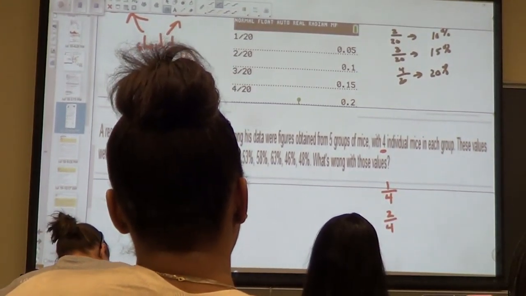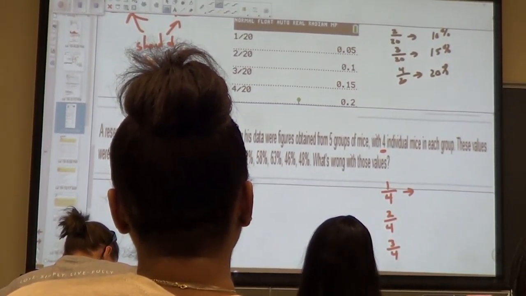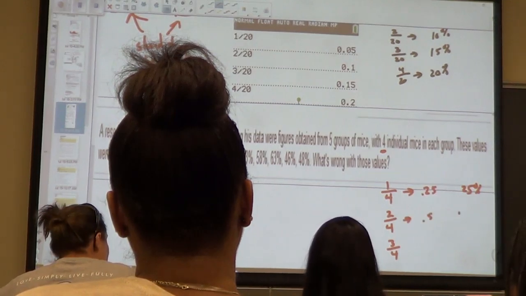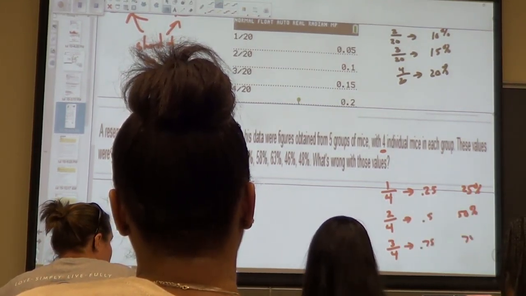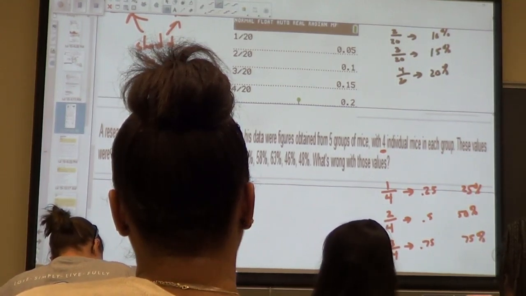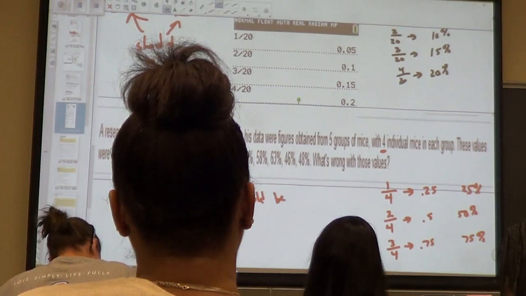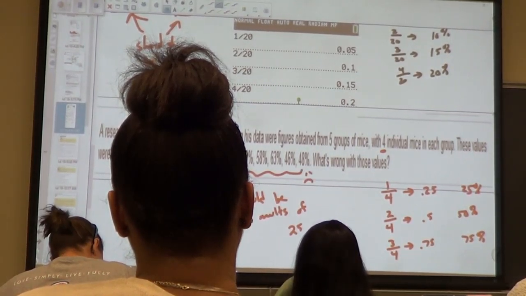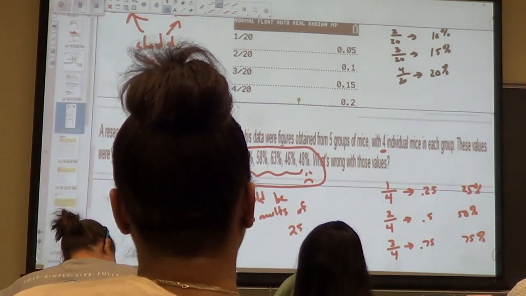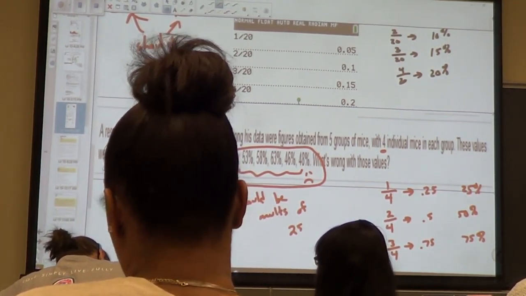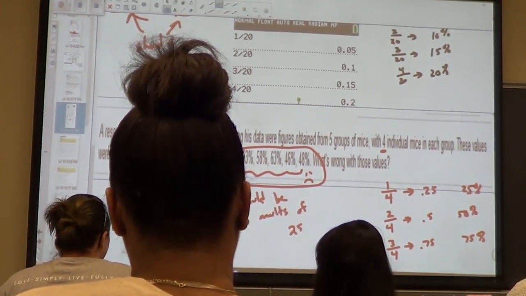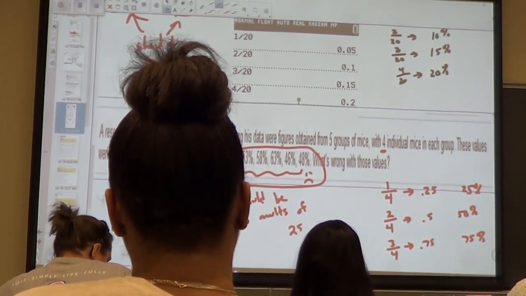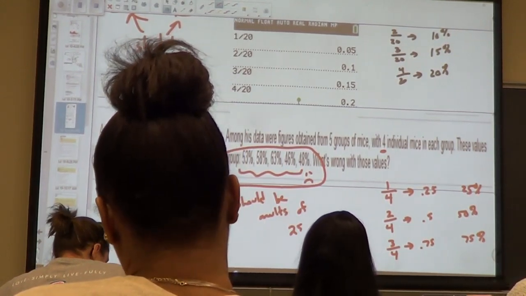So that means 1 mouse out of 4 was successful, 2 mice out of 4 were successful, 3 mice out of 4 were successful. If I put 1/4 in my calculator, what do I get out? 25%. So all my percentages should be multiples of 25. He's lying. He's just counting a tail or a foot or something. He ain't counting the whole mice. You with me? It looks good, but when you actually look at it as a mathematician or as a statistician, the numbers don't match up.